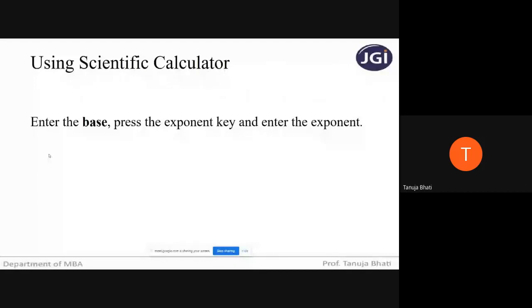So everyone is having a scientific calculator now with them? Yes, ma'am. Yes, ma'am. Okay.